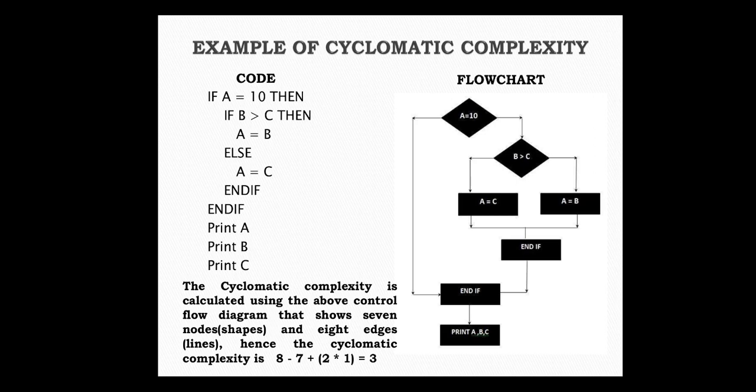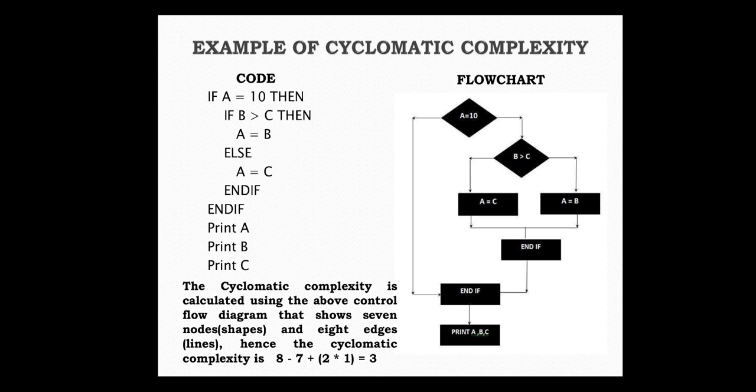So we'll take this example. Here the code is: if a is equal to 10, then again you need to check if b is greater than c. Then a is equal to b, else a is equal to c. Then end if, then also end if. This is similar to the previous example which we have seen in branch coverage. Here we will print the value of a, b and c. So for this code, this is the flow chart.